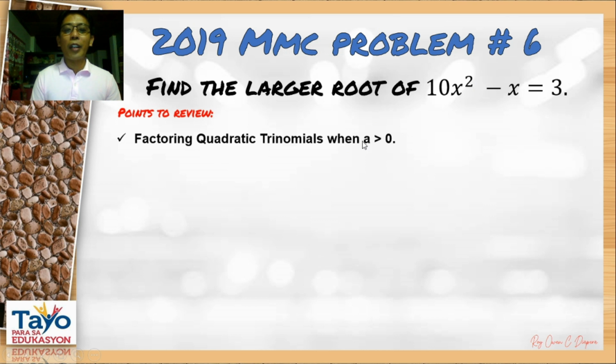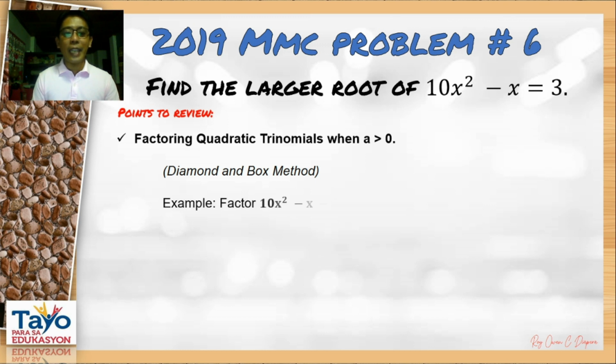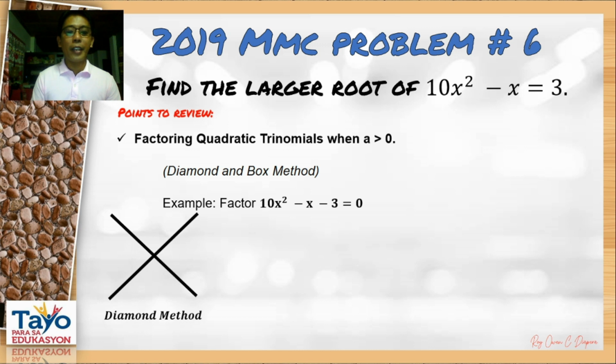Usually po, ginagamit natin ang guess and check as well as factoring by grouping to solve quadratic trinomials like this. But this time, I'll be presenting to you a new method which I used in my case. Diamond and box method. Example, factor 10x squared minus x minus 3 is equal to 0. So first thing, we use the diamond method. The diamond method is like this.